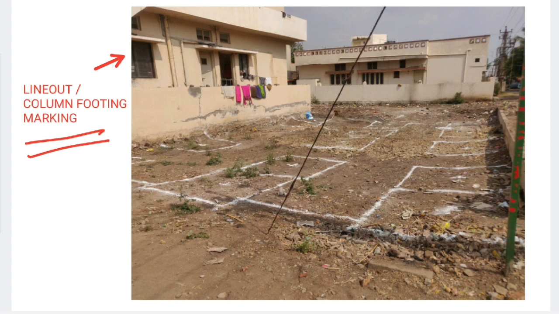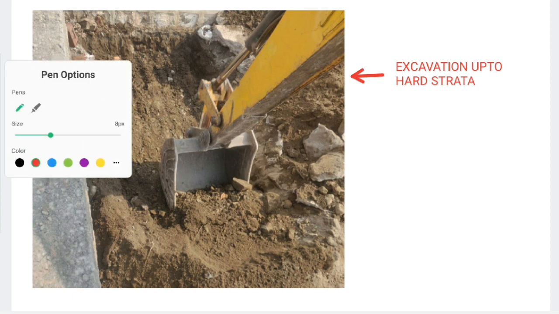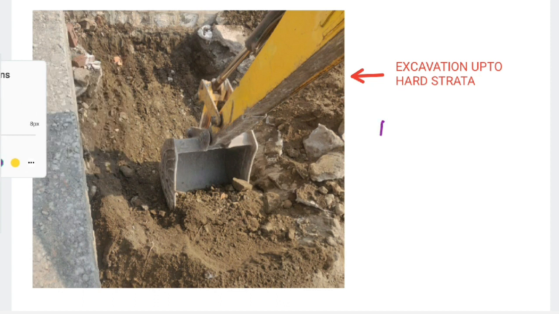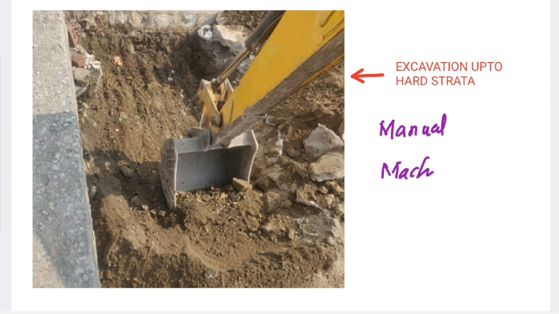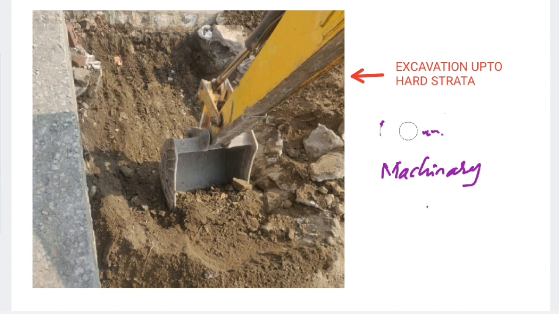Once the line out or column marking is completed, we'll go for the excavation. You may do the excavation manually, or you may do it using machinery. You can do both, but the excavation should be up to the hard strata.